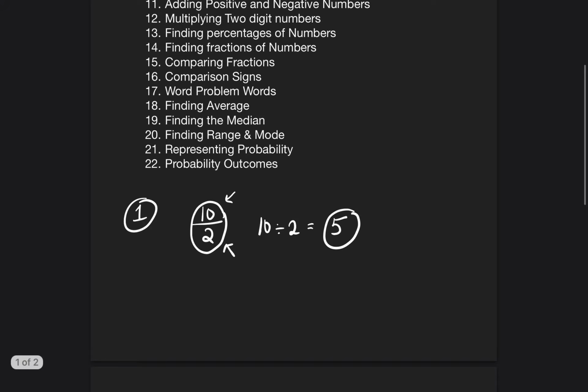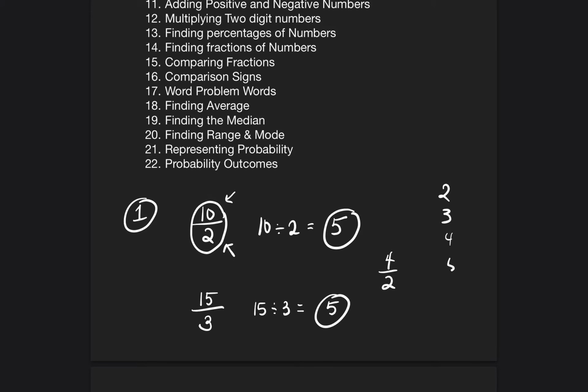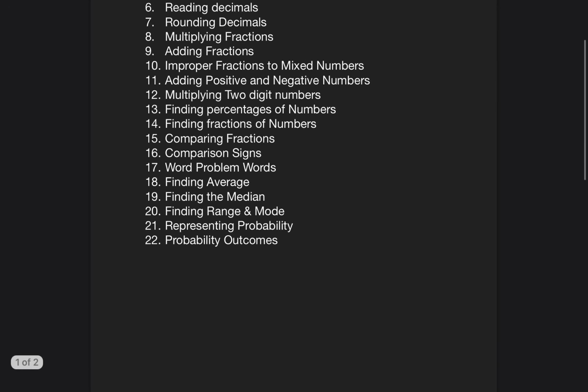So I'll give you another example. If it was 15 over 3, that's the same as saying 15 divided by 3, and that is also equal to 5. So sometimes you'll see on a test, okay, you'll see 4 over 2, but the answer choice will say 2, 3, 4, or 5. Well, in order to figure out which one it's equal to, you take the numerator 4 divided by 2, and you get 2. So the answer would be 2. All right, so let's go ahead and move on to the second topic.